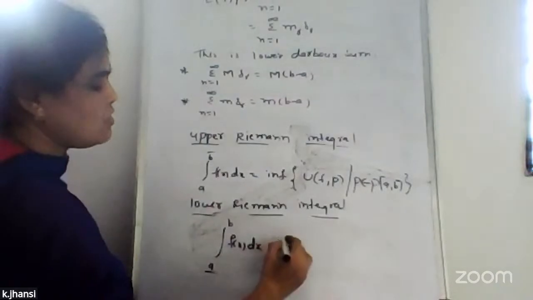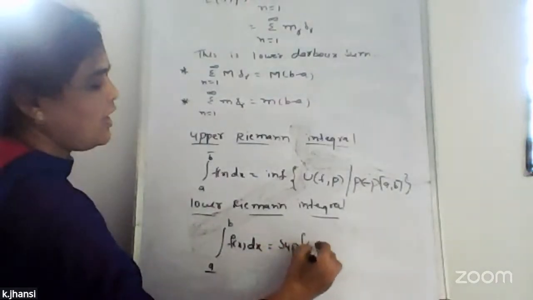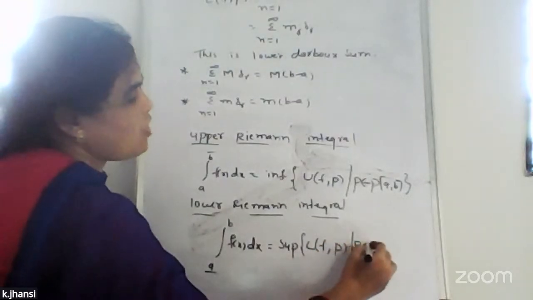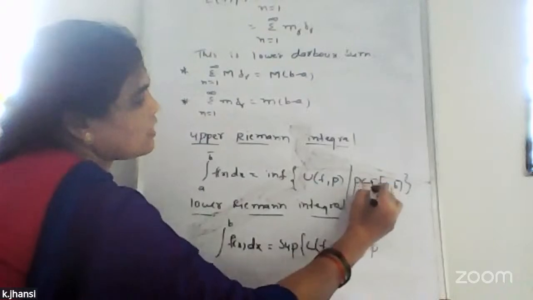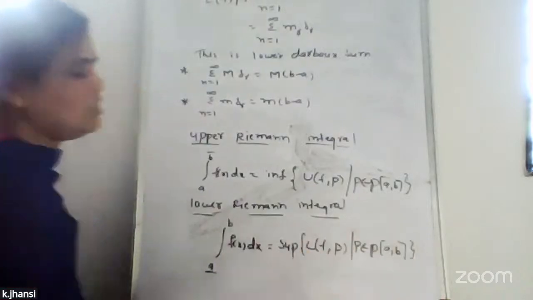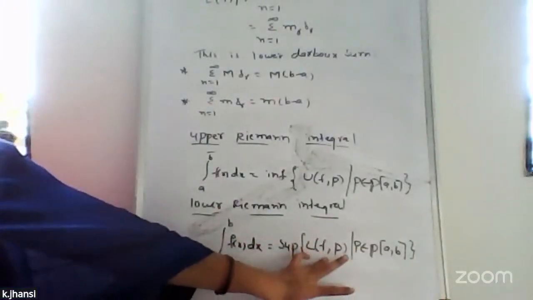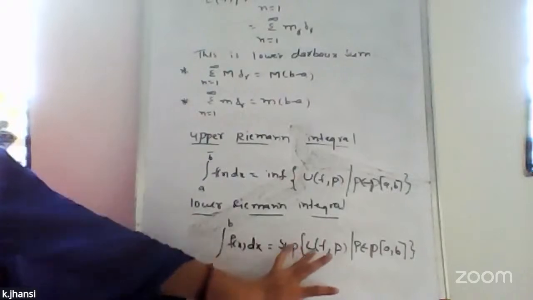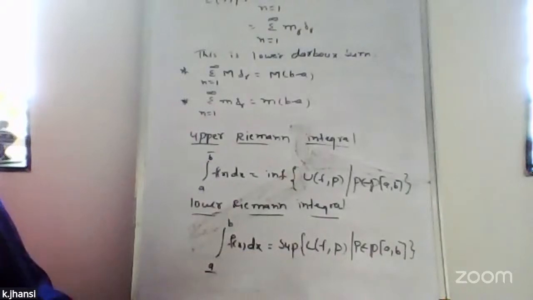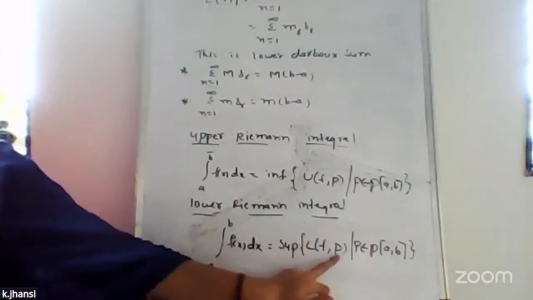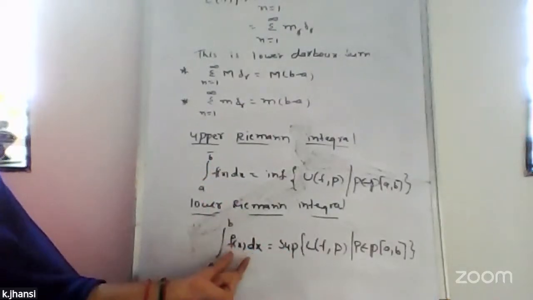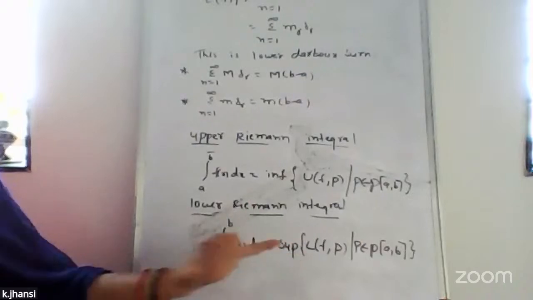So it is equal to the supremum of L(f, P) such that P belongs to P[a, b]. That is the supremum of the lower Darboux sums, and it is called the lower Riemann integral. That is, among the lower Darboux elements, if you take the highest value, that is called the lower Riemann integral.